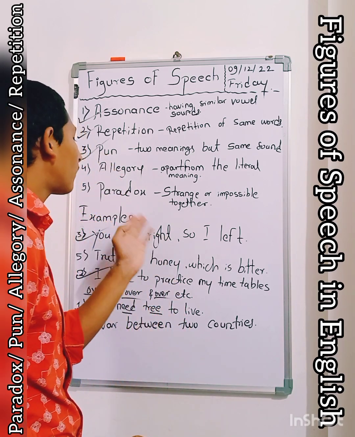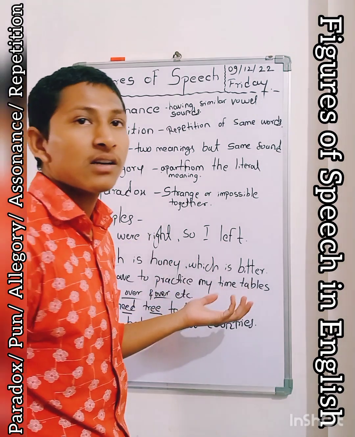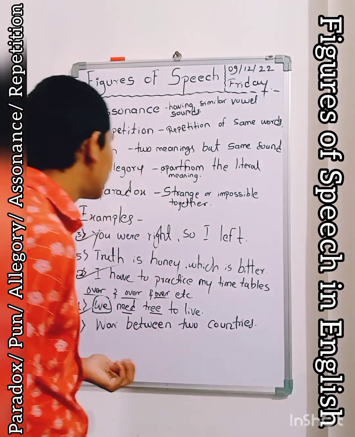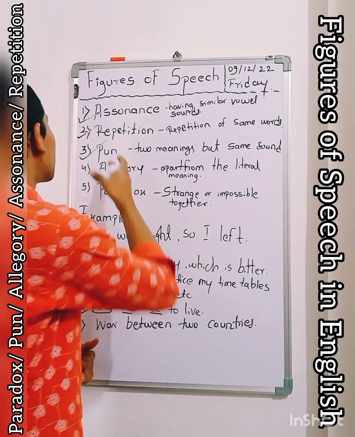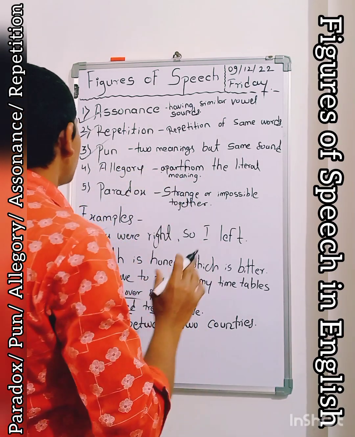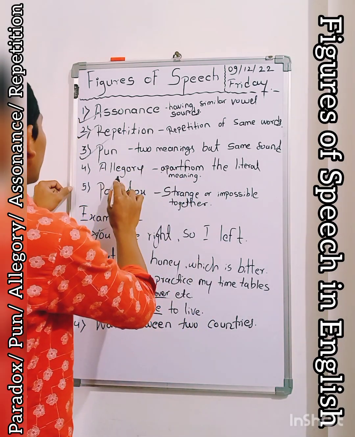These are the examples of pun. So if you try more examples, then you will get a thorough understanding of the pun and all the figures of speech as well. Now the fourth one is allegory.